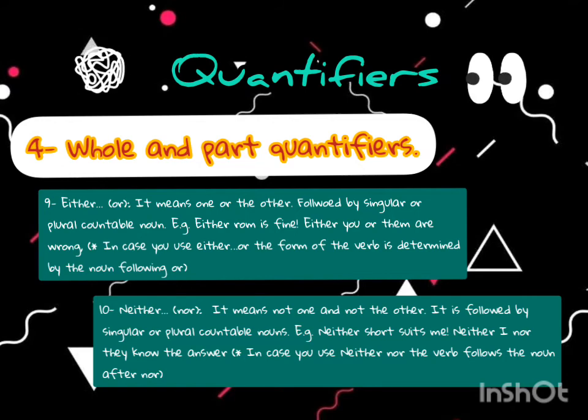In the case you are using either or neither on their own, that is to say without or and nor, you have to follow them always by a singular countable noun and not uncountables and not plurals.